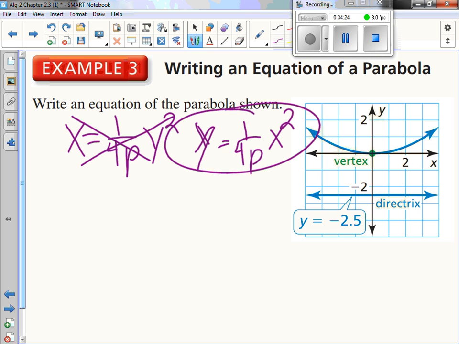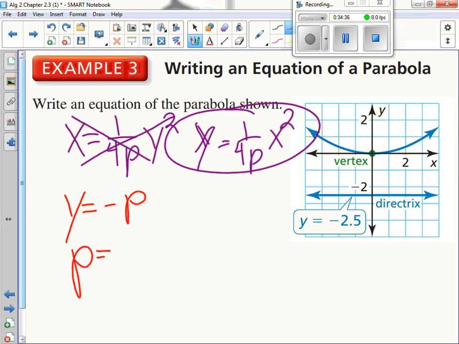Because our directrix formula for this equation is y is equal to negative p. Y is equal to negative 2.5. So the value of p is what? 2.5. Since it's negative, it comes out positive from the directrix. The directrix changes the sign. So y equals 1 over 4 times 2.5 x squared.